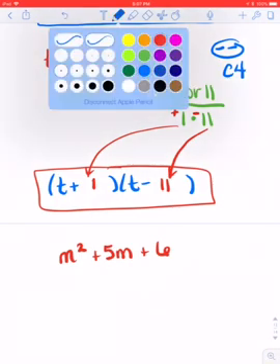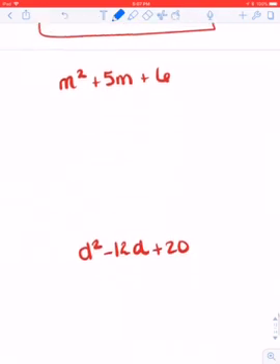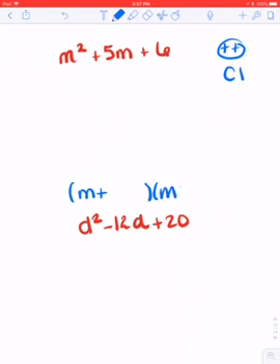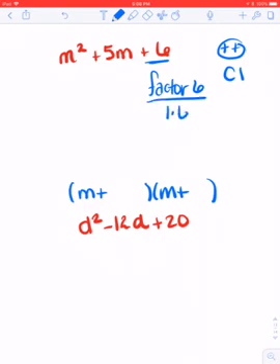Okay, let's try another case here. This is plus plus, so it's case 1. So that means that both of these are going to be pluses down here when I get done, because that's what case 1 does. I'm going to factor this number. So I'm going to factor 6. So I have 1 and 6 and 2 and 3.